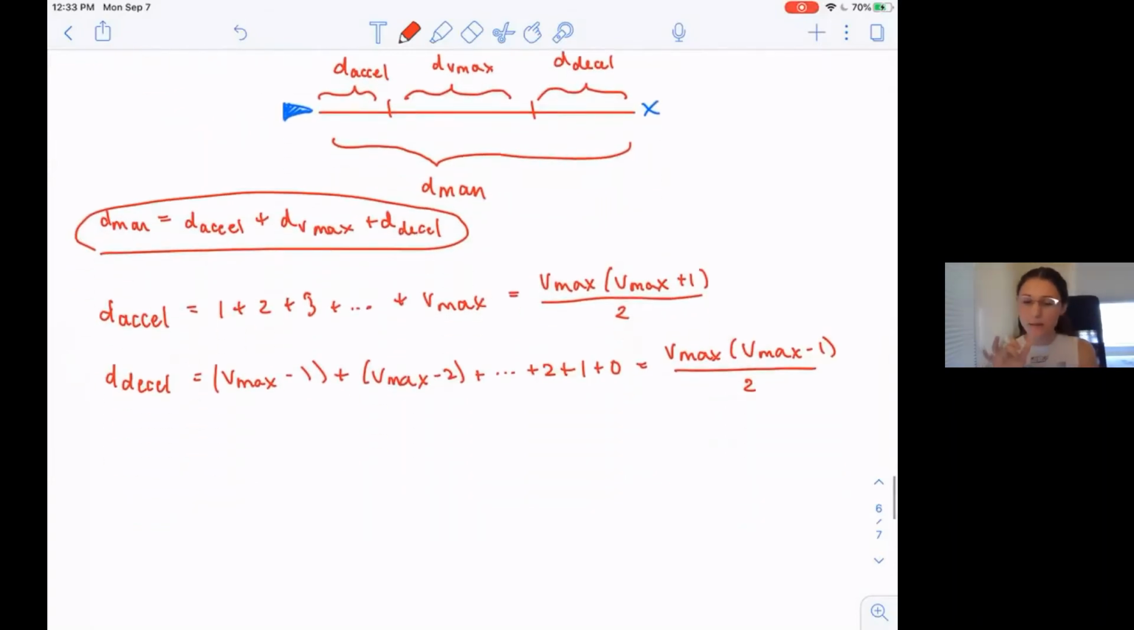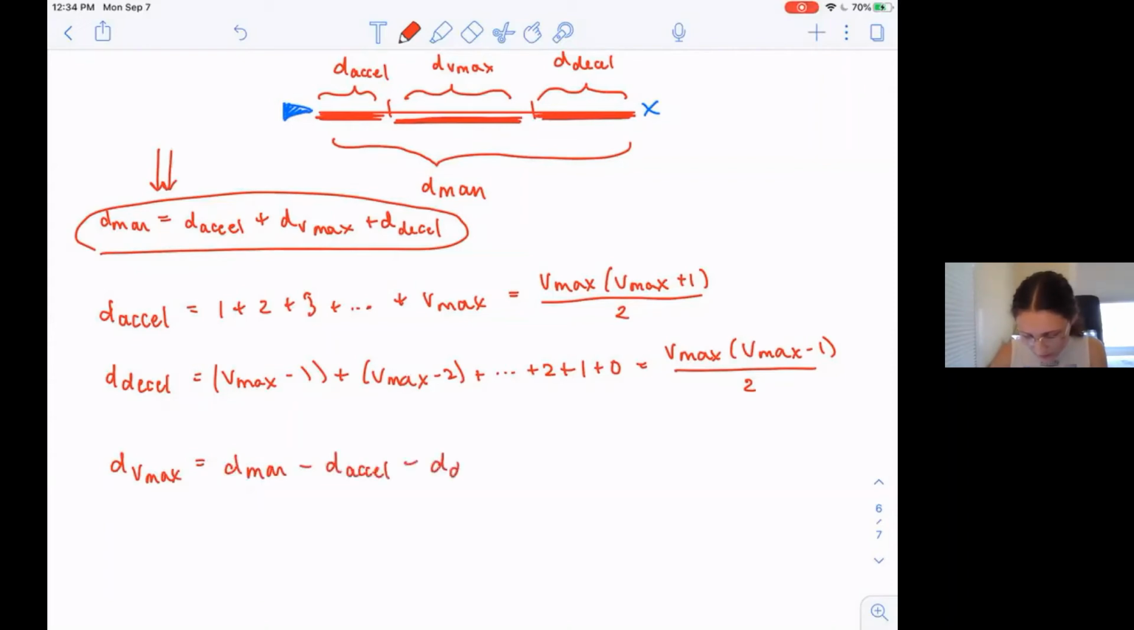What about this middle section? So we've just figured out how to represent this early part and figure out how far we travel in the later part of the trajectory. What about this middle segment, this dv max? How long are we going to spend there? Well, we can use this equation from earlier, and we can say that dv max will equal d Manhattan minus dxl minus decel.